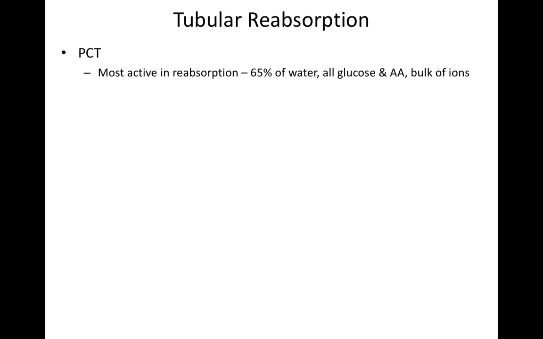All right, the proximal convoluted tubule is where most of this is happening. We're going to get back about 65% of all of the water, okay, so working on that obligatory return, all of our glucose, all of our amino acids, and the bulk of all of our ions. That's why we've got all those mitochondria. That's why we've got all the microvilli, increasing the surface area for this to happen.